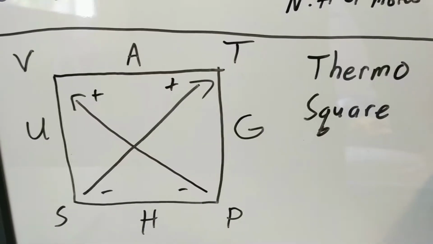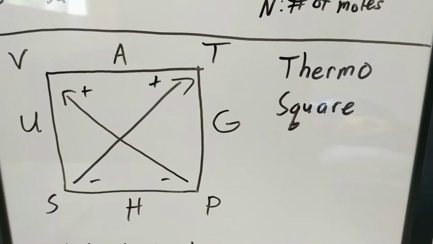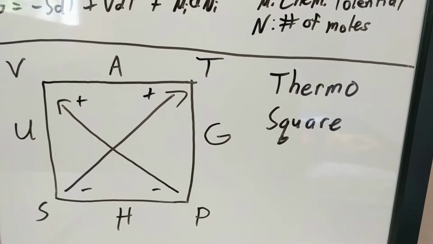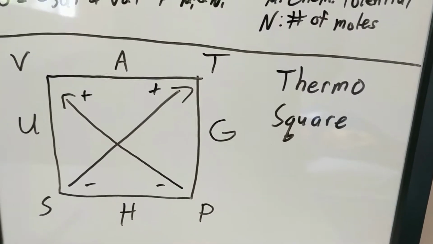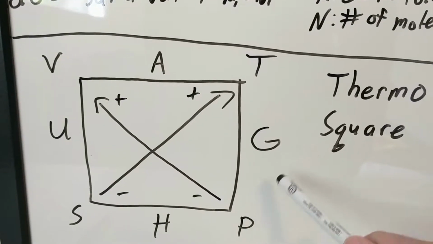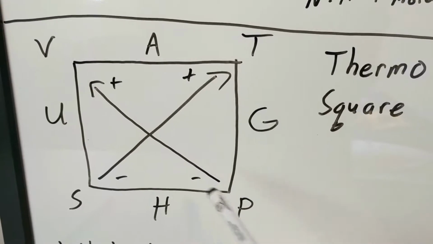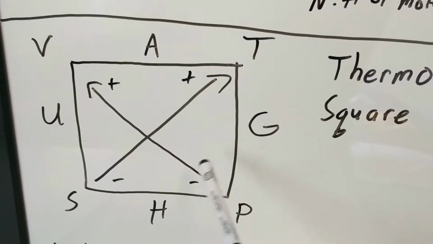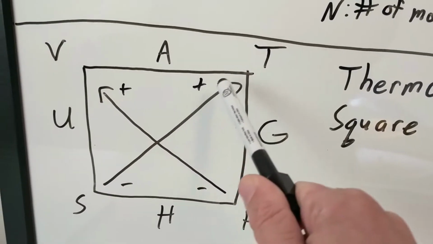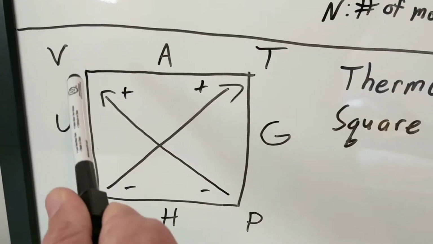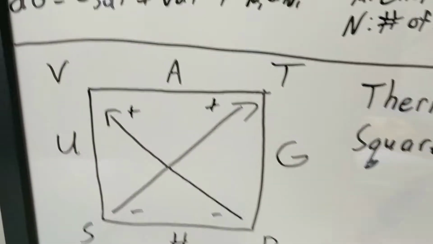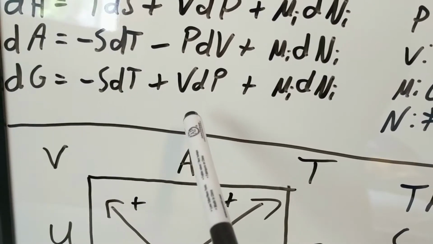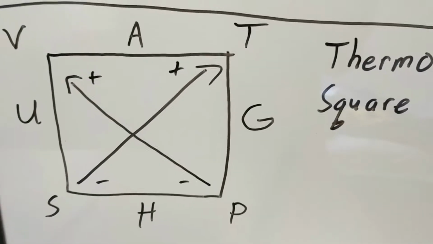So, how to use the thermosquare is the next question. Well, you'll notice that each of the potentials is along the sides of the square, and each of the state variables is along the corner. So, for instance, if we wanted to determine the differential of G, you start opposite it at the corner and you come towards. So, G is going to be minus S dT plus V dP. And so if we look, here we have dG is minus S dT plus V dP. It's exactly as our thermosquare predicted.